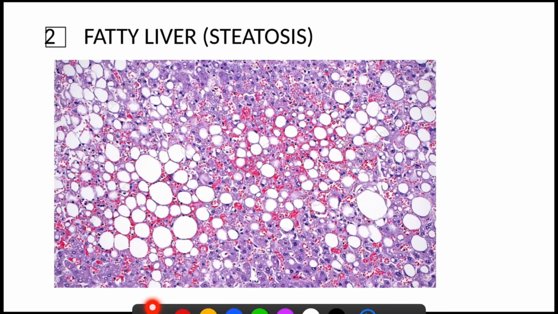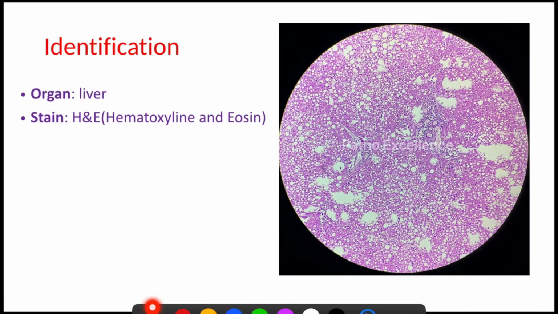So these are the normal, or you can say viable hepatocytes, and these are macrovesicular change in which nucleus is peripheral push and fat globule present in the cytoplasm. So this is macrovesicular change. Here these are some tiny vacuoles are present in the cytoplasm. So these are called microvesicular fatty change. So there are two types of fatty change, microvesicular and macrovesicular change.